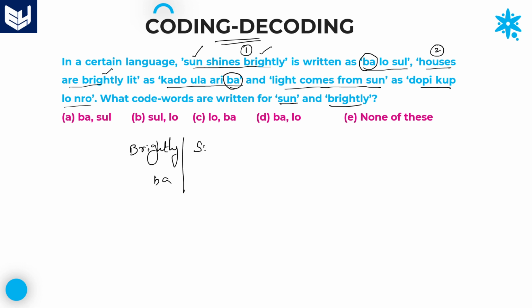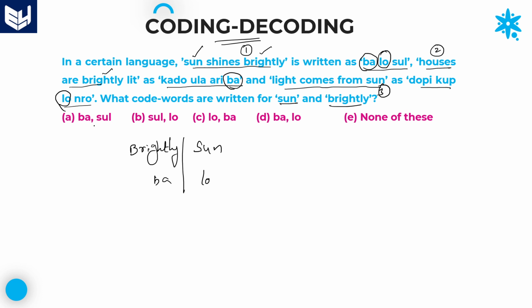The second one is sun. Sun is there in the first statement and also in the third statement. What is the common one? Brightly we already got as BA, and the only remaining ones are LO and SUL. LO is there in the third one. Therefore, sun is equal to LO. SUL is not there in the third one. So obviously your answer will be LO and BA. Here, sun is written as LO and brightly is written as BA.